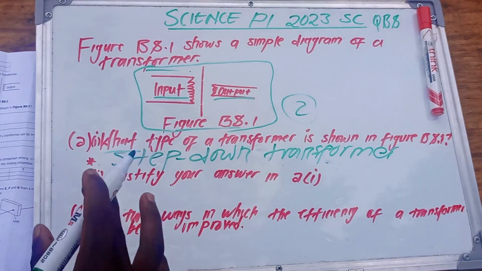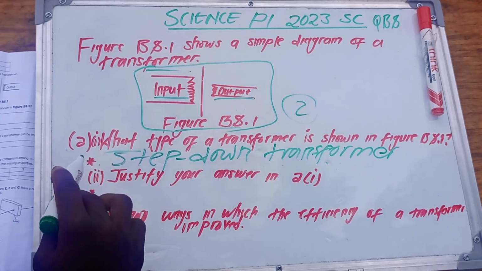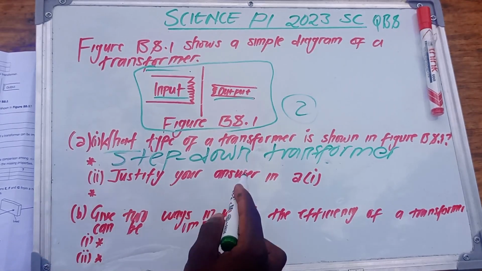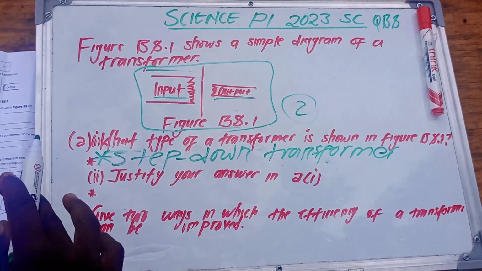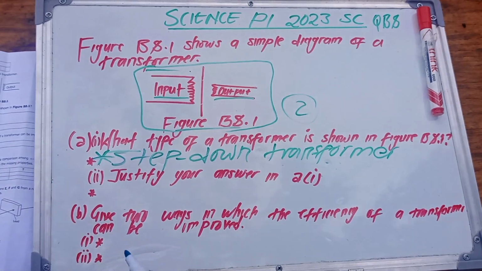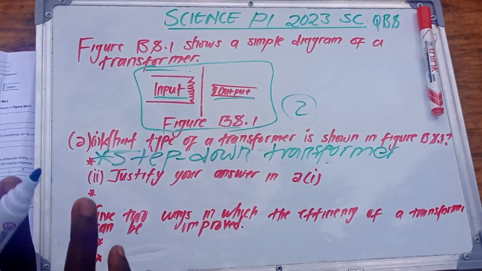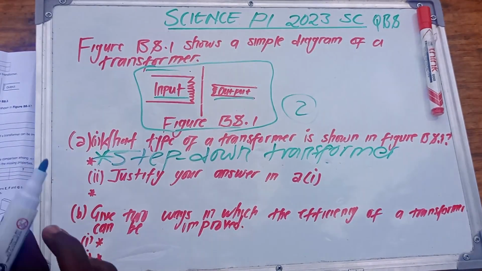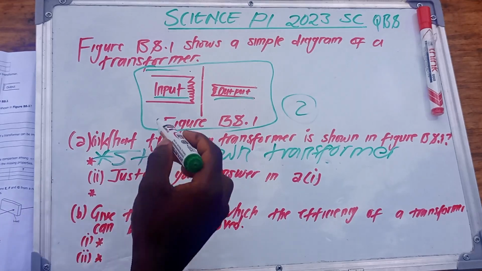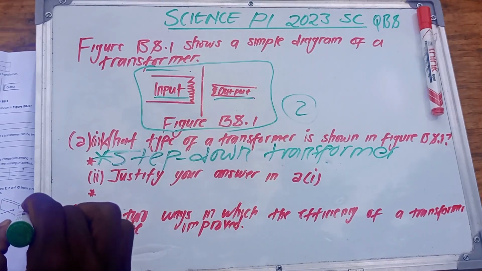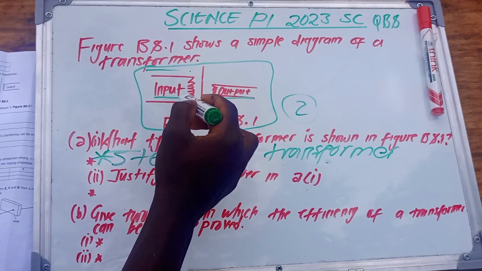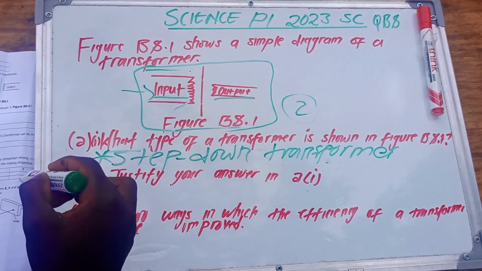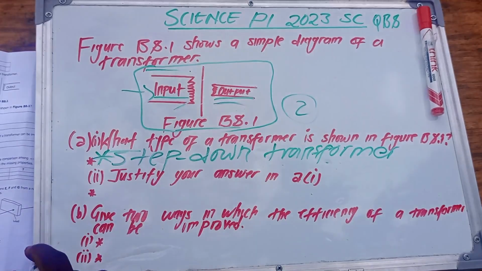The reason why, in fact, that is the second question. On question A2, we have been told to justify the answer which we gave in A1. The reason is simple, and I've even mentioned it. Whenever you are told to identify the type of transformer, you just need to consider the number of turns of coil. The number of turns of coil in the input section is greater than the number of turns of coil in the output section.